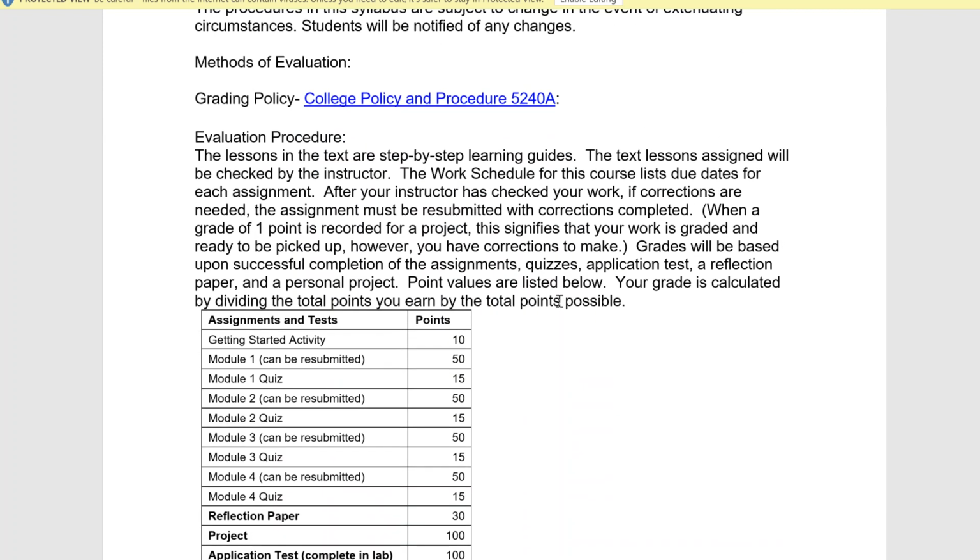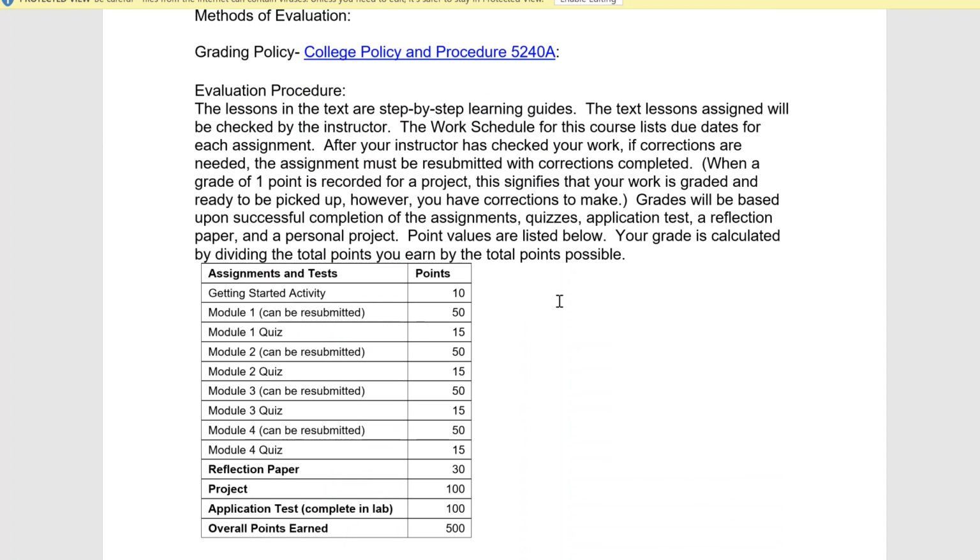All right, so how we're graded. This is what I always wanted to know when I was in a college class. What counts here? So you can see by the chart here that your modules, there are 4, are each worth 50 points. Also note that those are the ones that can be resubmitted, so you just have to fix what's wrong, turn it in again, I'll regrade it, and I'll change your grade. So you have 4 of those, 200 points there.